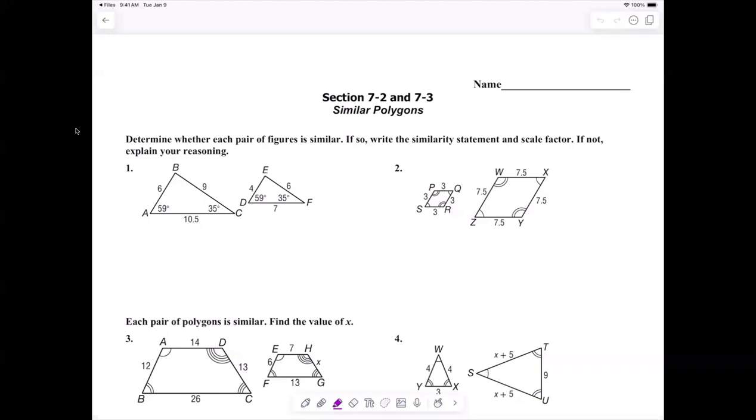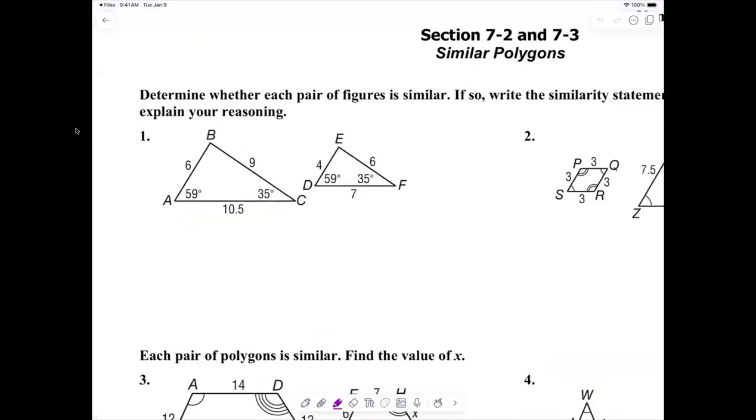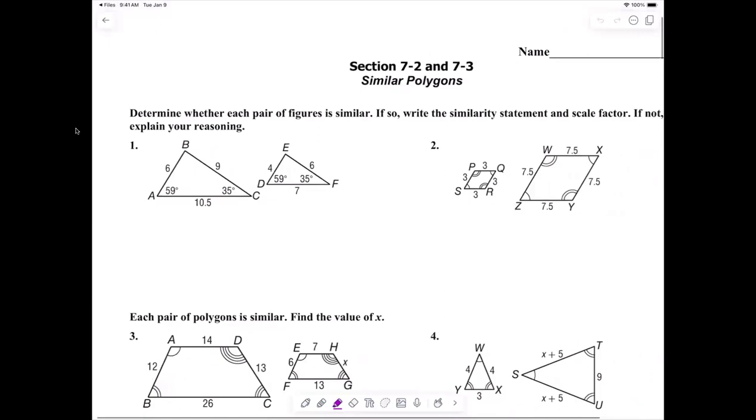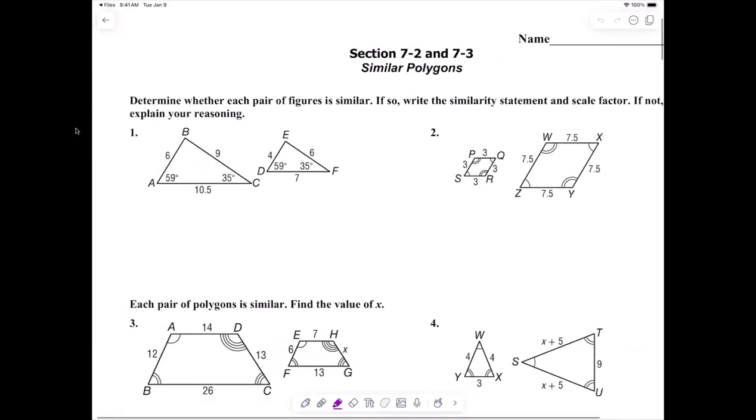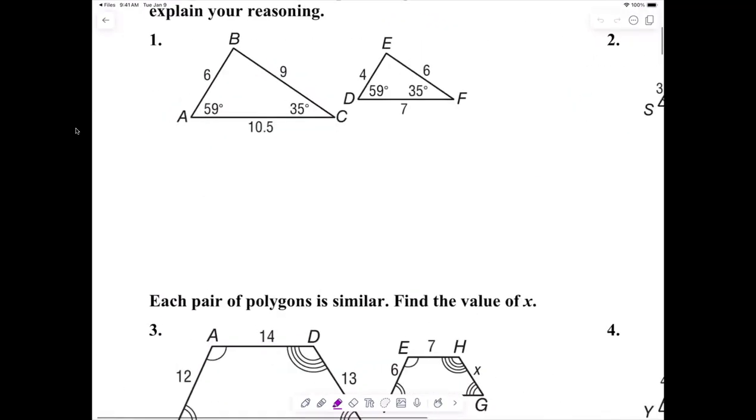All right. So now for this, number one, determine whether each pair of figures is similar. If so, write the similarity statement and the scale factor. The similarity statement is just relating the two triangles. I'll show you what that means. The scale factor is just how many times bigger is it than the other one. All right. So in this case, 59 and 35.